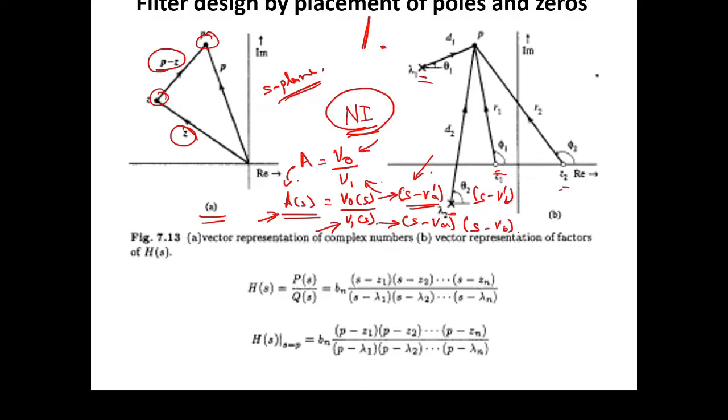Now the roots of the denominator are regarded as poles, whereas the roots of the numerator are regarded as the zeros.